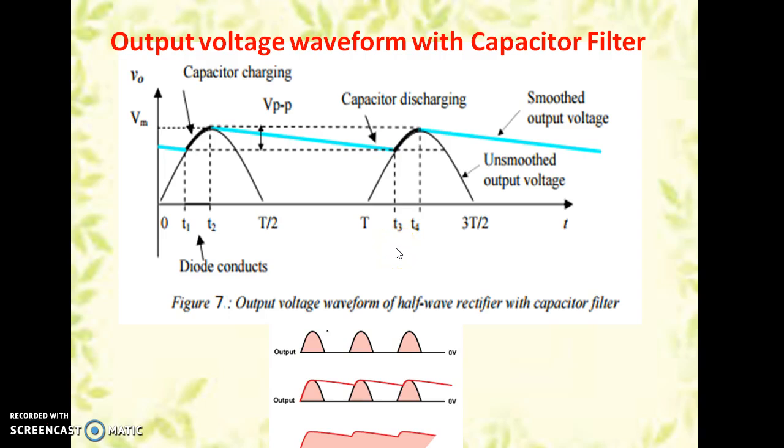So in today's lecture, we learned that a half wave rectifier converts your input cycle into a rectified output voltage having some AC components. Thank you.